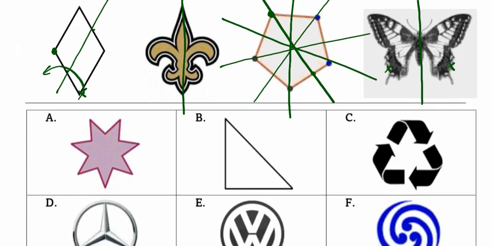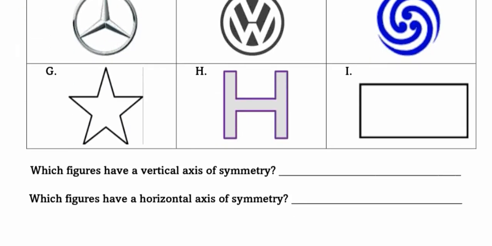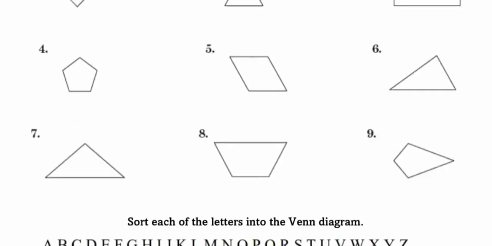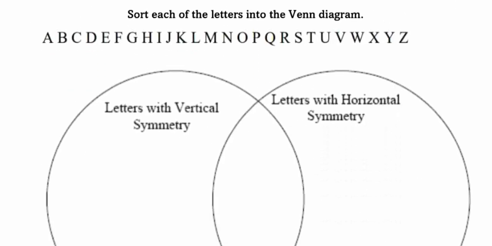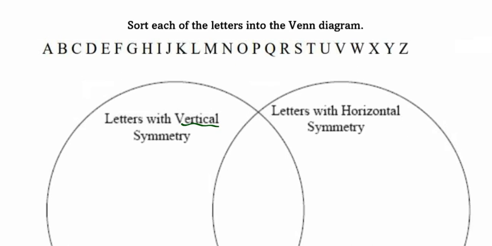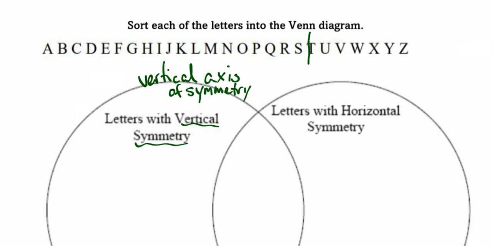All right, I want you to try to find all the lines of reflection that you see on these figures. All the lines of symmetry that you see on these figures. When it says vertical symmetry for these letters that you're trying to sort, that means it has a vertical axis of symmetry. For example, the letter T has a vertical axis of symmetry. You kind of missed the middle, but you can see that it would flip from left to right onto either side, so that has vertical symmetry.